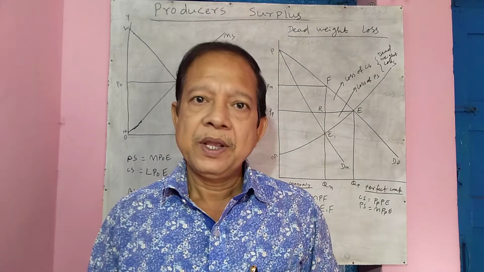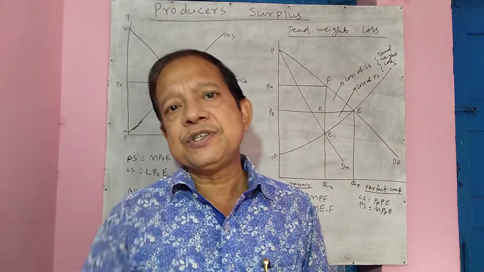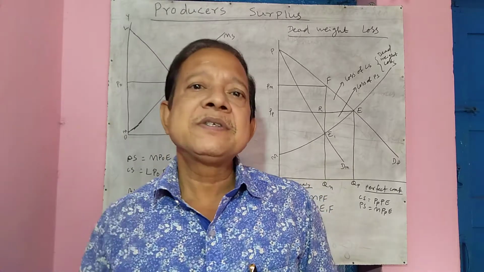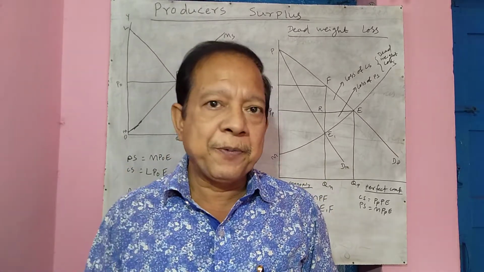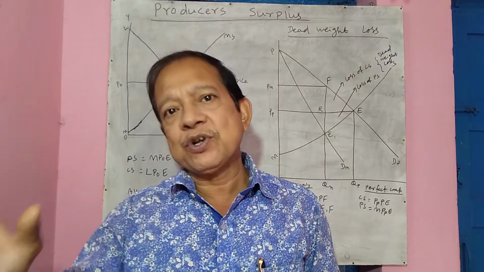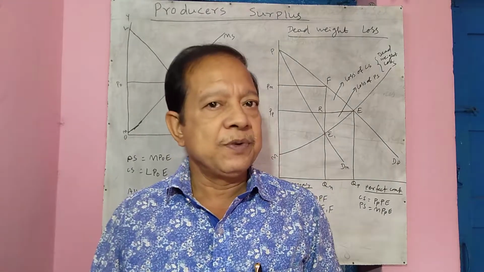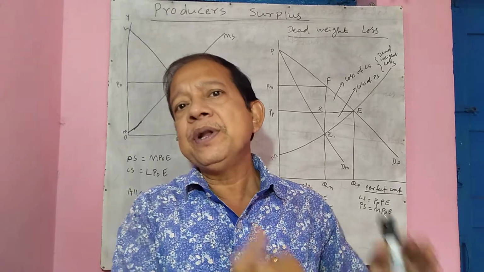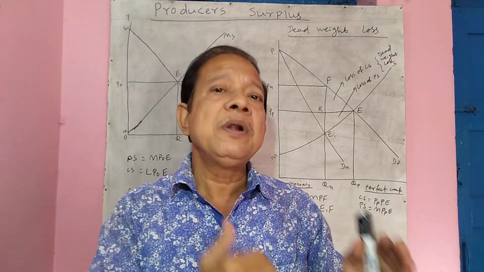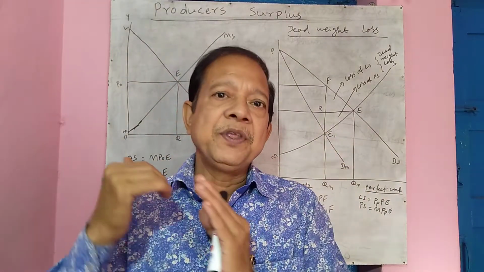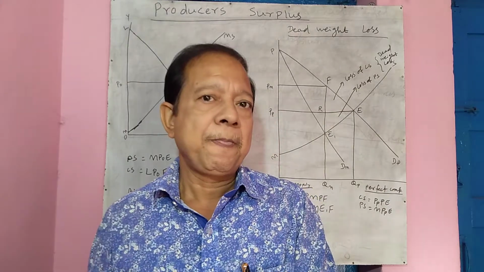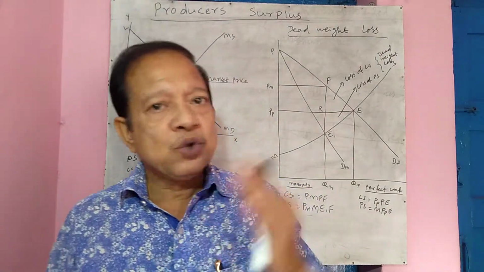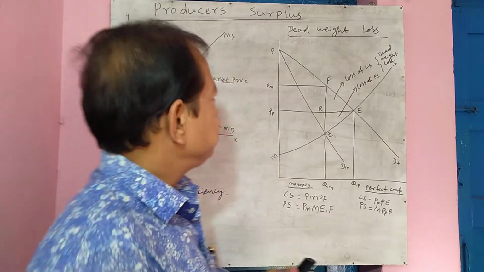surplus. Okay, if his marginal cost is 10 rupees and he earns a sum of 20 rupees from a product, we call this extra 10 rupees the producer surplus. So producer surplus is nothing but the difference between the total revenue of the producer minus the marginal cost of the product. Okay, so let's show this in a diagram.